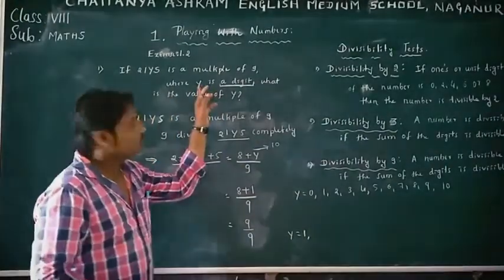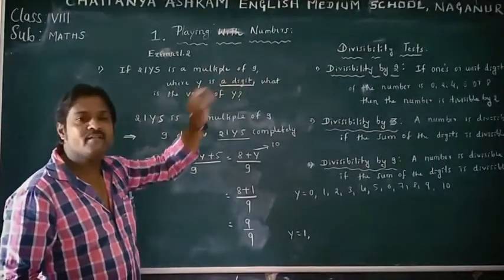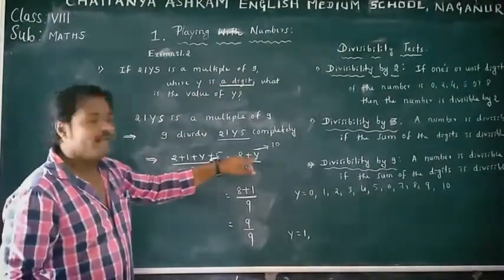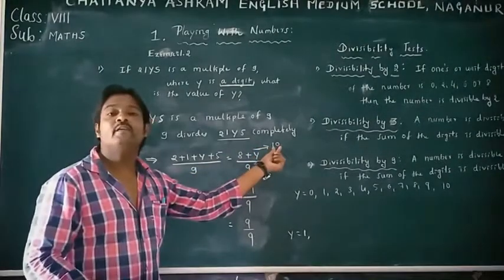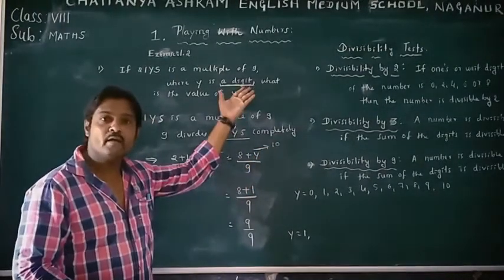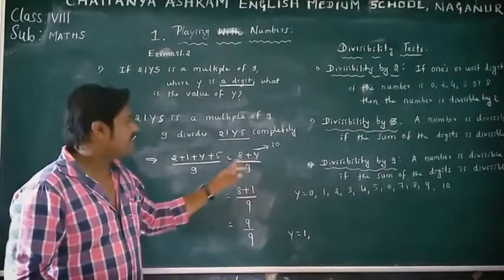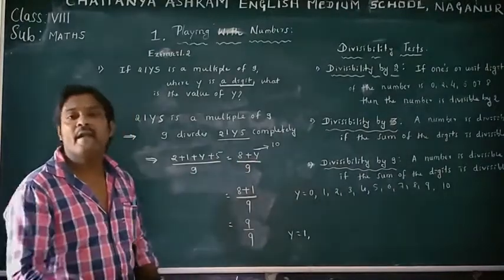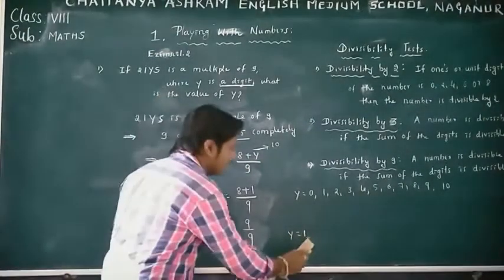But what did they say? That y is a digit. A digit means a single digit. Here this should be a single digit, not a two-digit number. According to the question, which value of y makes this sum divisible by 9? Only one value, that is y equal to 1.